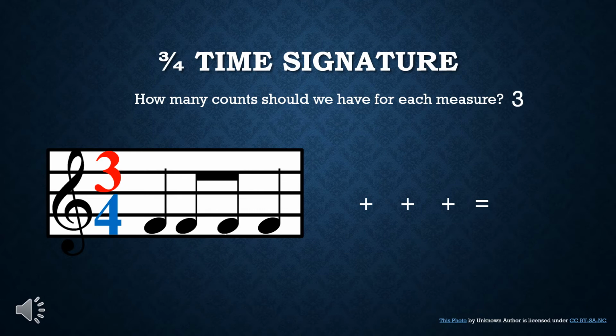Let's check if we have the right number of beats for the measure. We have a quarter note, 2 eighth notes, and a quarter note. A quarter note is 1 beat. The eighth notes are half a beat each. And then we have 1 more beat. So 1 plus 1/2 plus 1/2 plus 1 equals 3. That matches our top number.